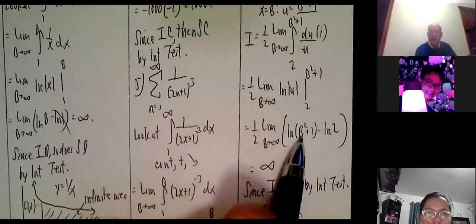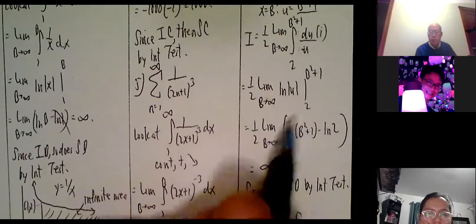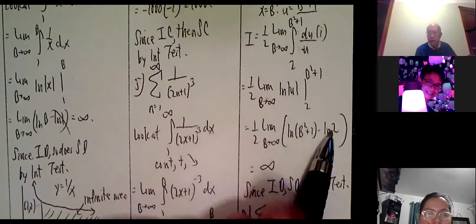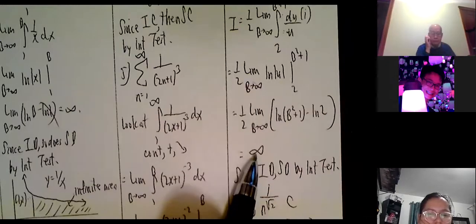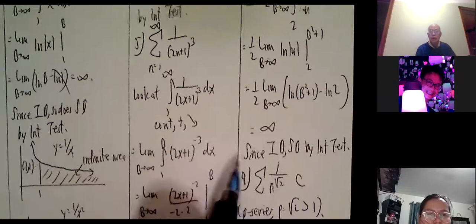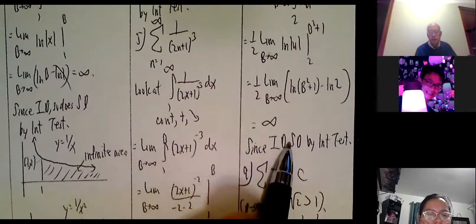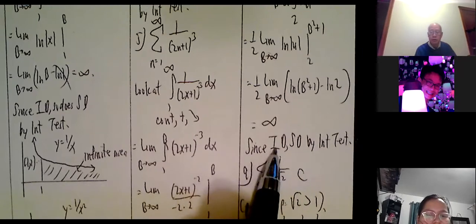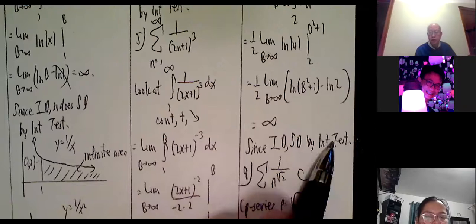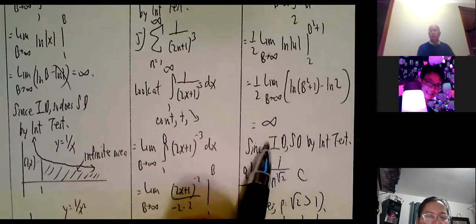But we already know when b gets big, ln of big is big. So big number minus this puny number is still big. Half of big is still big, so it approaches infinity. All right, so since the integral diverges, therefore, you can just put SD. So ID, integral diverges, series diverges by the integral test. That saves you a lot of writing, right? You don't have to keep writing all this stuff.